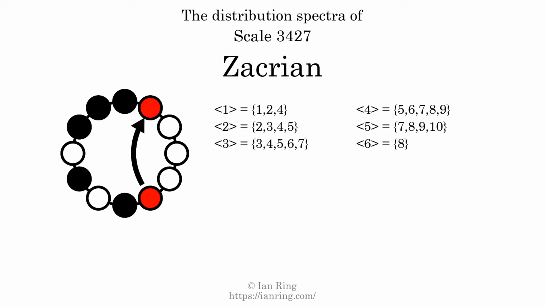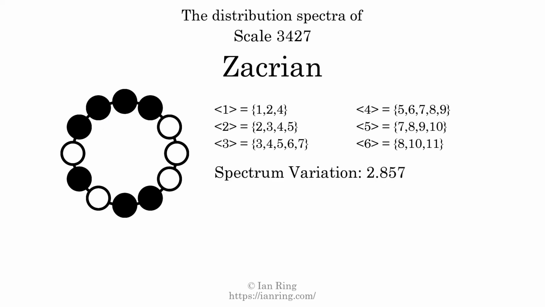8 semitones, 10 semitones, and 11 semitones. The spectrum width of this generic interval is 3. The spectrum variation is the sum of all the widths, divided by the number of tones. The spectrum variation of this scale is 2.857. Since the variation is greater than 0, this indicates that the scale is not perfectly even.